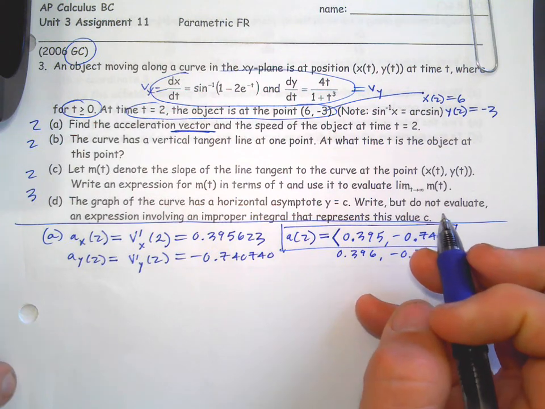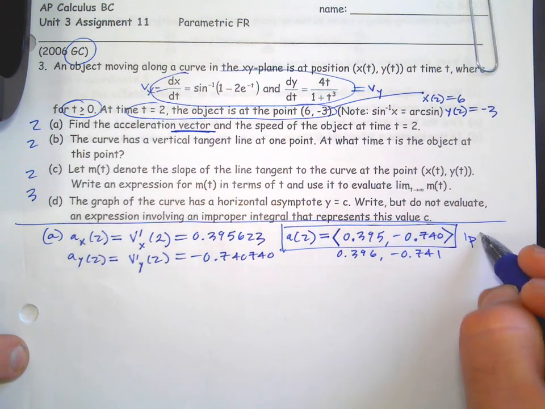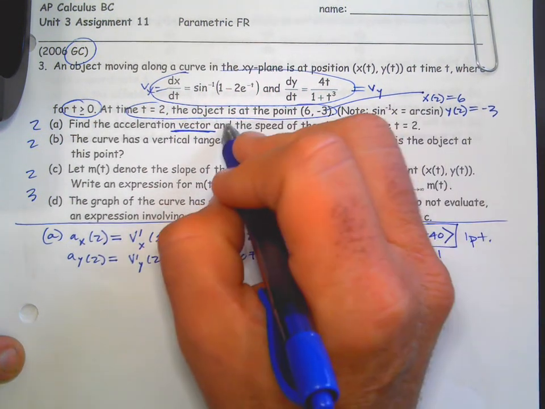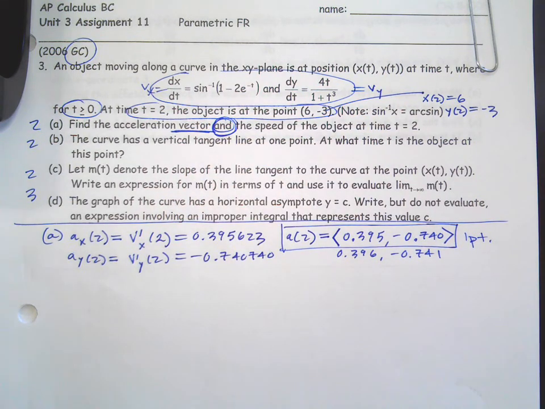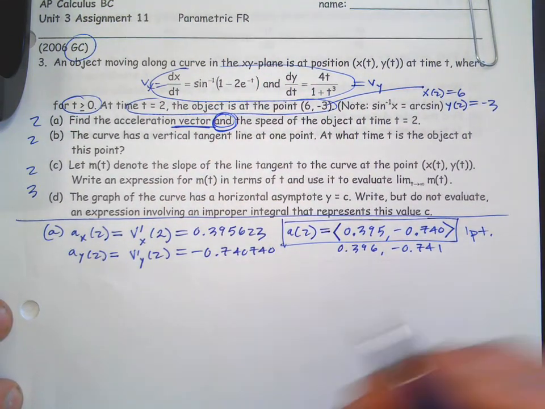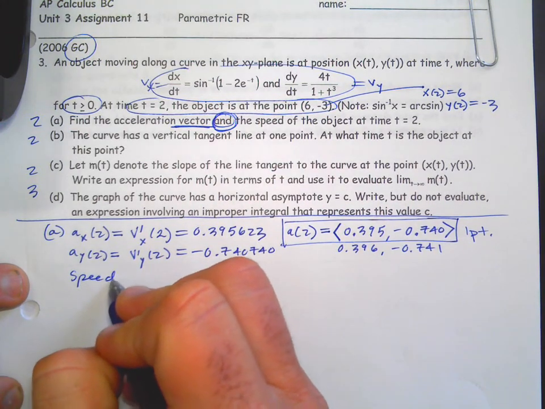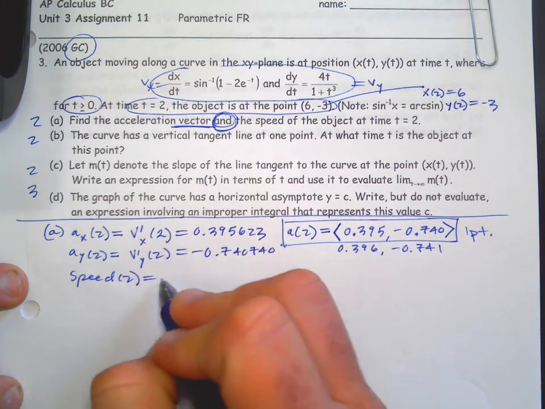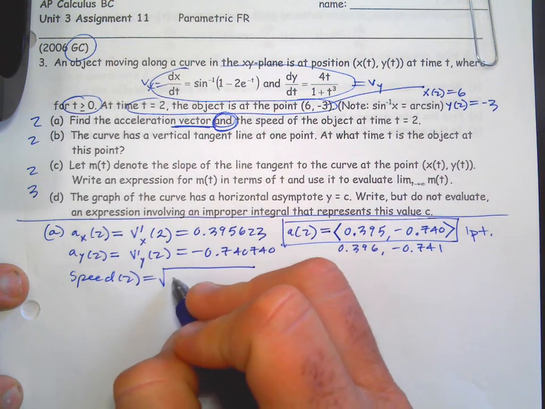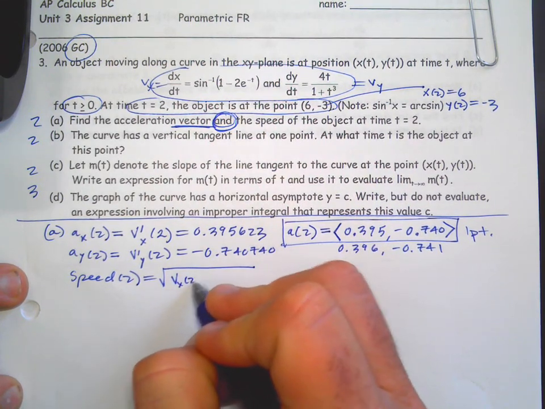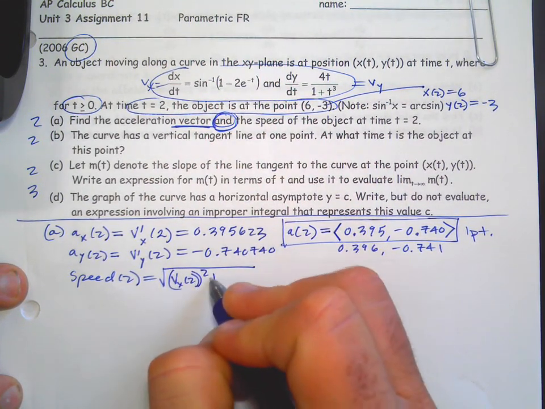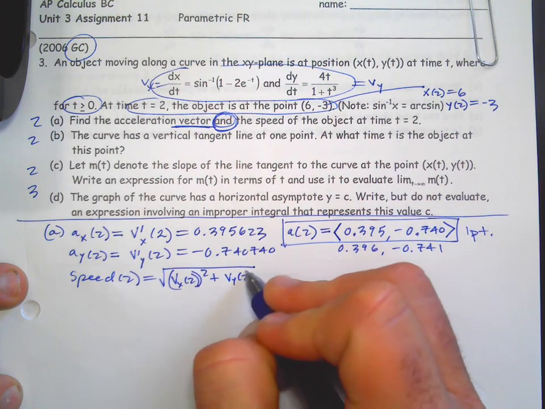Now, that's 1 point. That's not enough work to deserve 2 points. And the speed. I see people just missing that. Oh, there's another thing we have to do. So speed at time 2 is going to be the square root of the velocity in the x direction at time 2 squared plus the velocity in the y direction at time 2 squared.